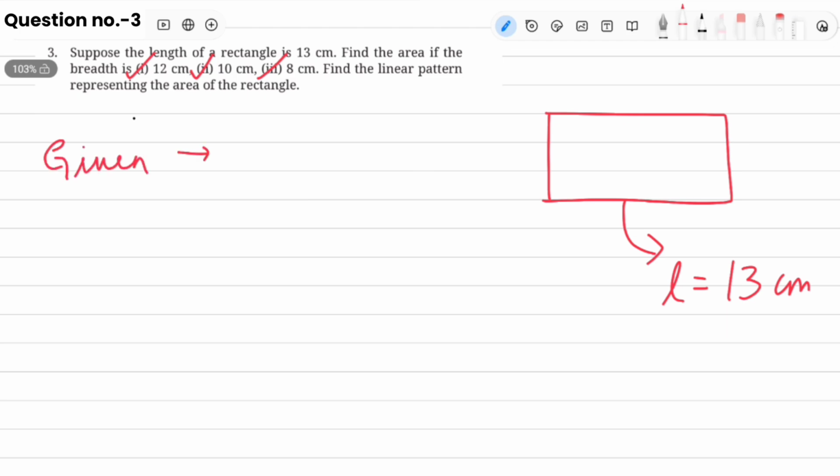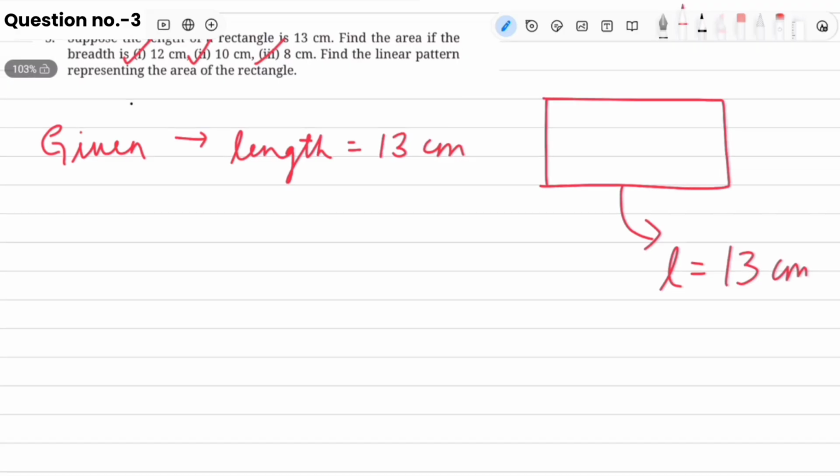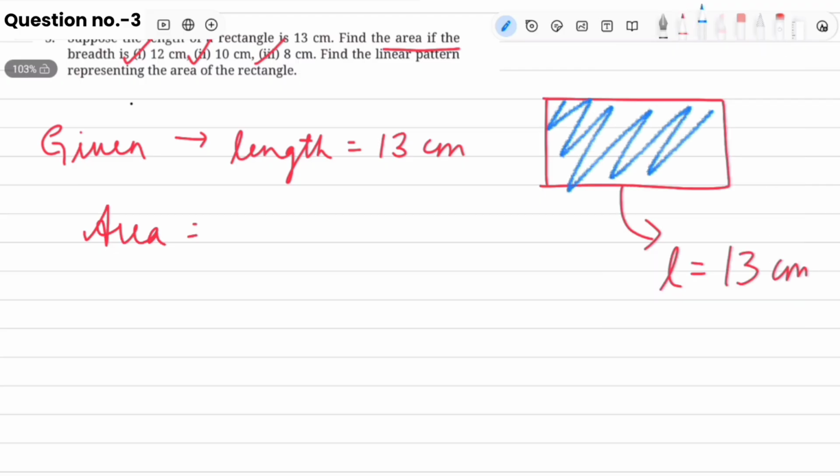Given is that length is equal to 13 centimeter. Now it's said that find the area if the breadth is. So we have to find the area. We know what area is. The inside part is the area. This is the area of a rectangle.